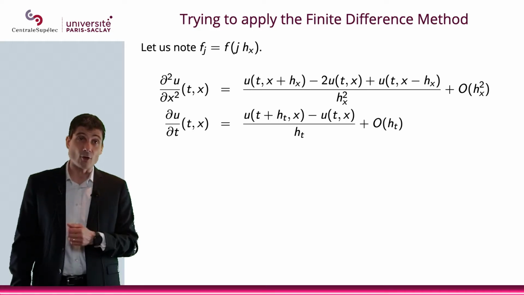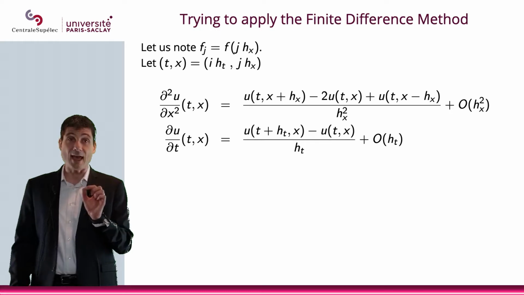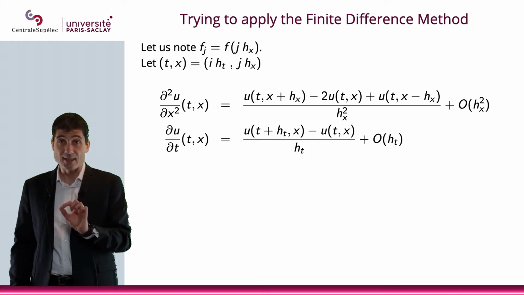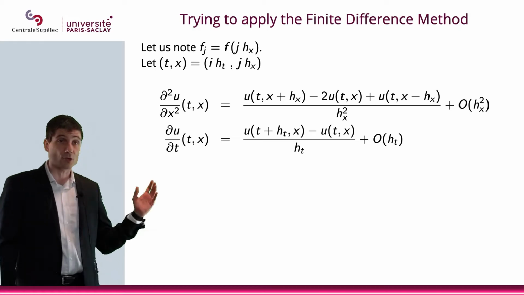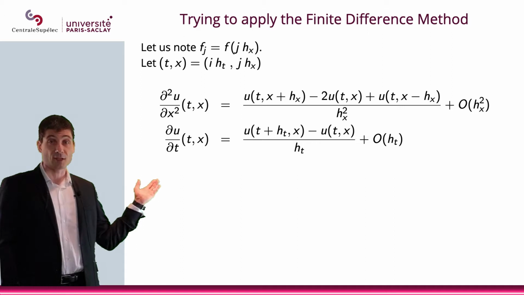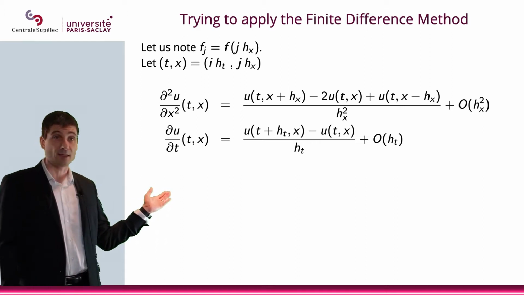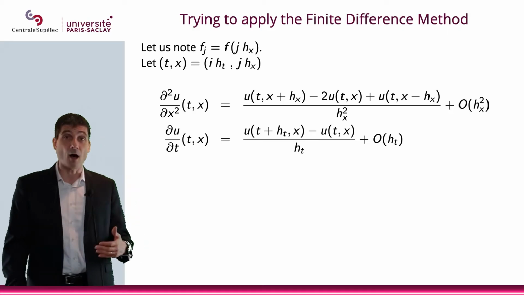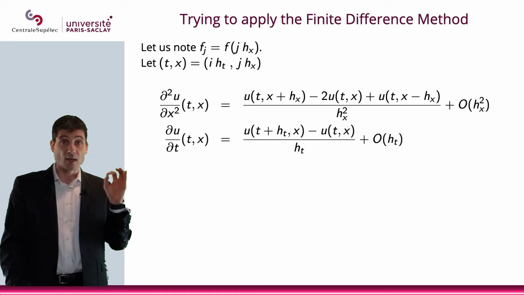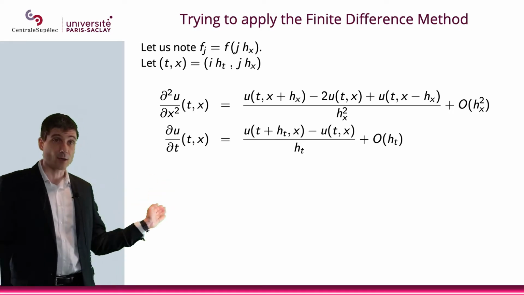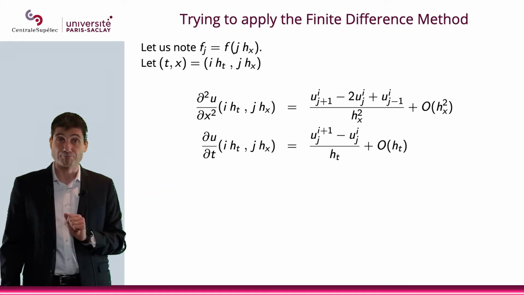So if I consider the point (t_i, x_j), which is (i h_t, j h_x), then I can really compute f_j obviously, but also the second derivative of u with respect to x and the first derivative of u with respect to t based on these formulas evaluated on points of the grid. And here is what I get.